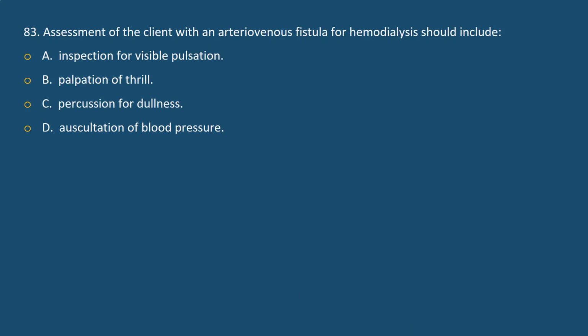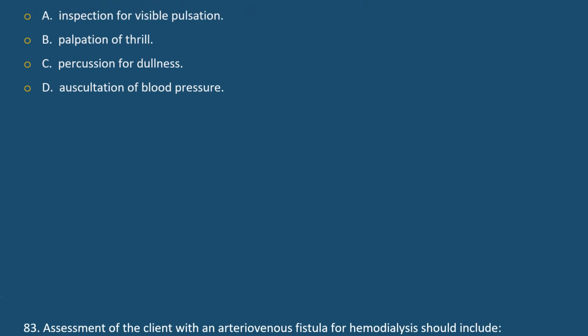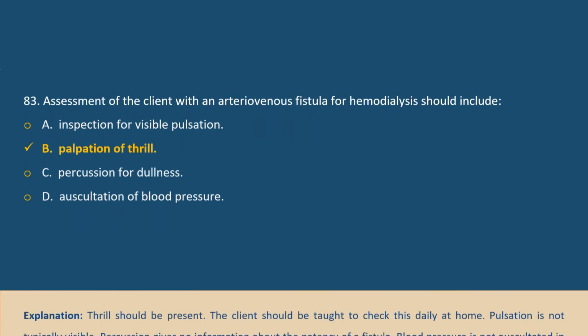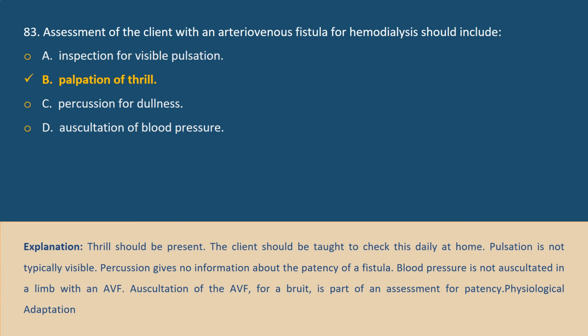Question 83. Assessment of the client with an arteriovenous fistula for hemodialysis should include: A. Inspection for visible pulsation. B. Palpation of thrill. C. Percussion for dullness. D. Auscultation of blood pressure. Answer B. Explanation: Thrill should be present. The client should be taught to check this daily at home.